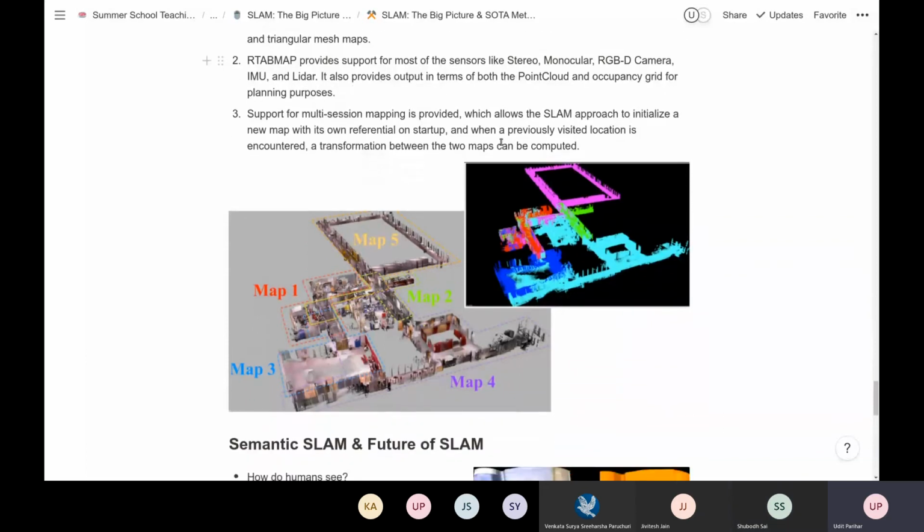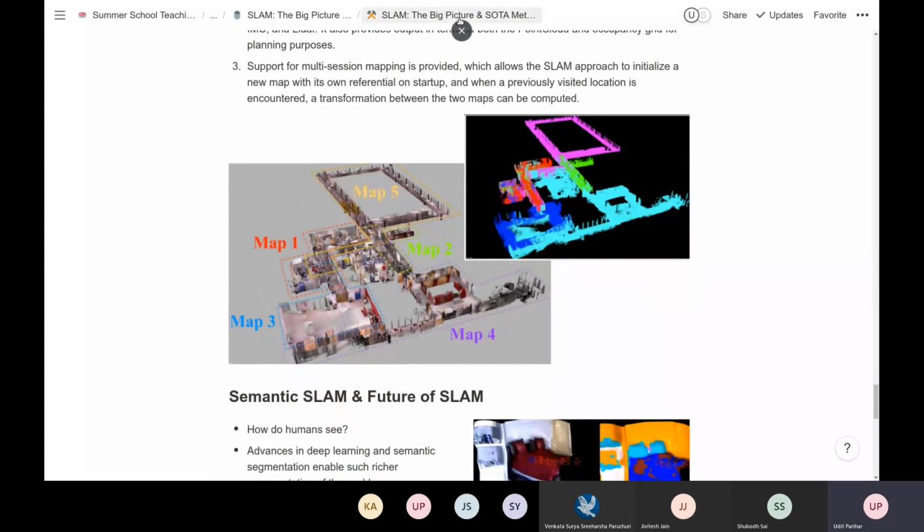RTAB-Map also provides support for multi-session mapping. Multi-session mapping is, you can just say, a fancy name for loop closure detection. First of all, each robot will build a map in its own world fixed frame. But whenever two robots see an image from another map, from another environment, then an R and T estimation is done using the ICP algorithm. Once you know the R and T estimate, you can merge these two maps. The final answer would be in the fixed frame of either of these two maps. So it also provides multi-session mapping.